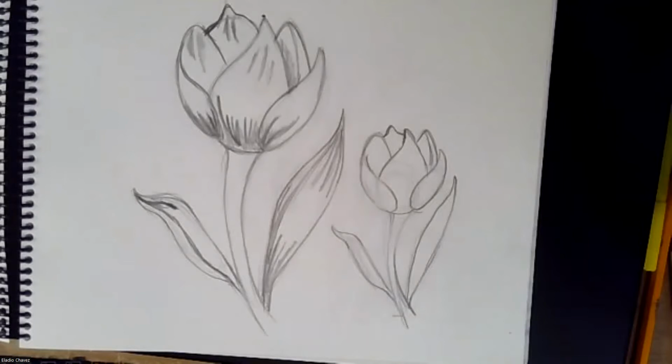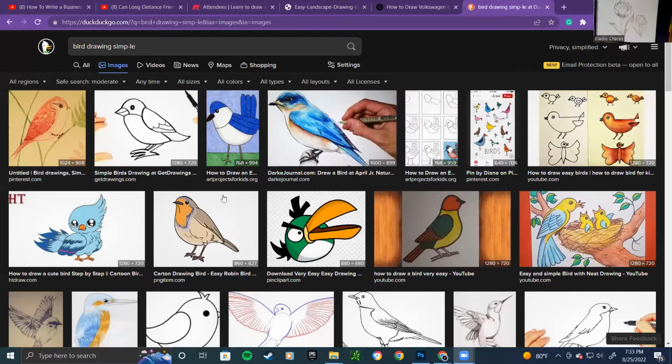Let's do some birds. Somebody asked for birds and flowers. So let's do some birds for our bird draw. Simple. I like birds because they have a shape. Here we go. Here's some shapes. Let's share my screen. They have some really interesting oval shapes.